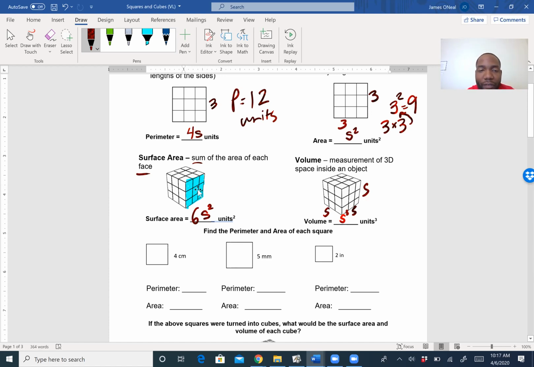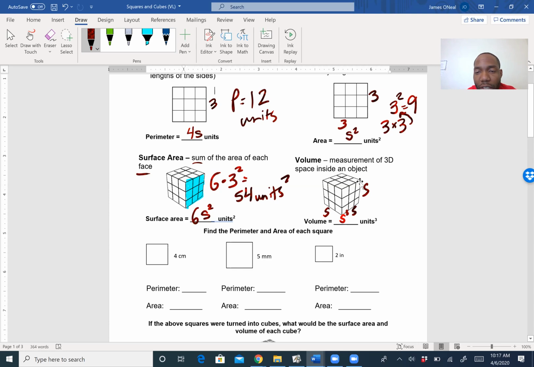So in this case, I didn't find the surface area of this one. The surface area will be 6 times, what's the side? The side is 3 squared. So 6 times 3 squared, 3 squared is 9. 6 times 9 would be 54 units squared. And it's squared, everybody, because it's surface area. Area is 2 dimensions. Even though this is a 3-dimensional shape, we're finding the area of each face. Each face is 2 dimensions.